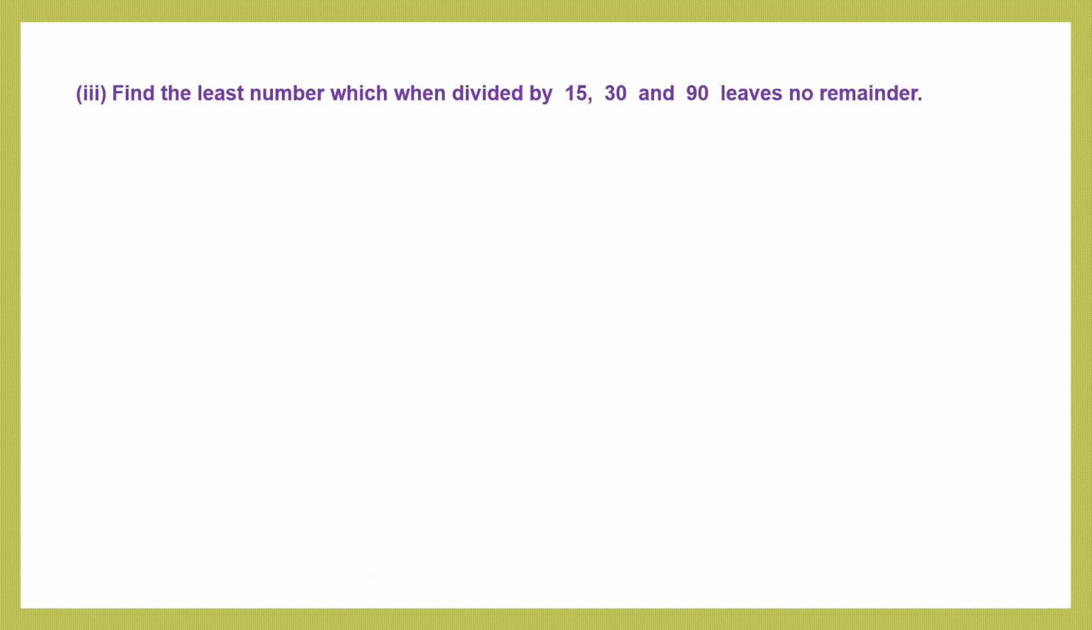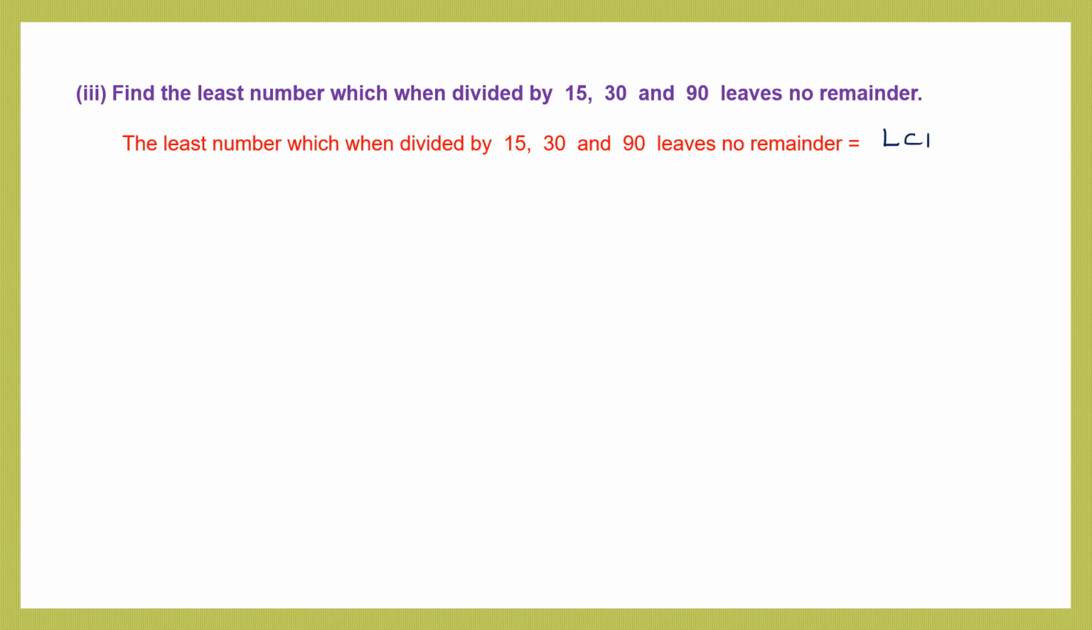Question 3. Find the least number which when divided by 15, 30 and 90 leaves no remainder. So least number means LCM. L stands for least, isn't it? So let's do that. The least number which when divided by 15, 30 and 90 leaves no remainder is its LCM. So we are going to find the LCM of these numbers. So what are the numbers? I have 15, then 30 and 90. So let's find the LCM.